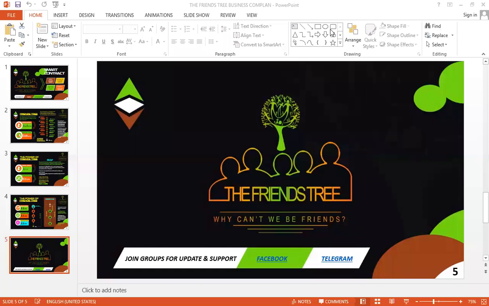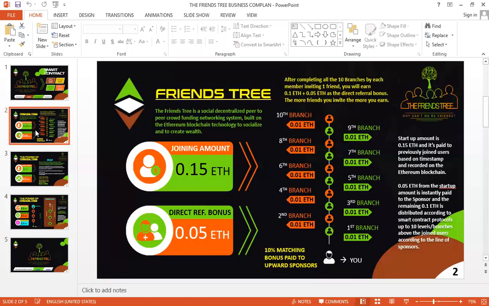Okay, I just want some clarification regarding the referral. Some people are asking if they join and invite, they will earn only 0.01. It's a mistake, guys. Direct referral, you will earn 0.05. They are confused by the platform or the comp plan of the friends tree. If you look there, you are at the bottom and the upline is at the top, but it's the same as the referral levels.